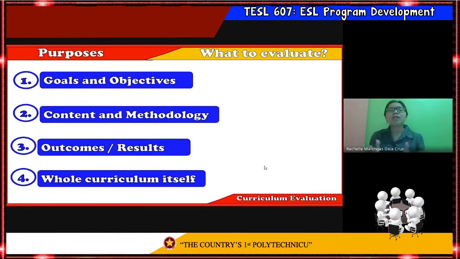Or finally, also, the whole curriculum itself is subjected to curriculum evaluation. So what do I mean by whole curriculum itself? So evaluators may evaluate everything. So starting from goals and objectives, content and methodology, outcomes and results. So overall. So those are the things to be evaluated in curriculum.